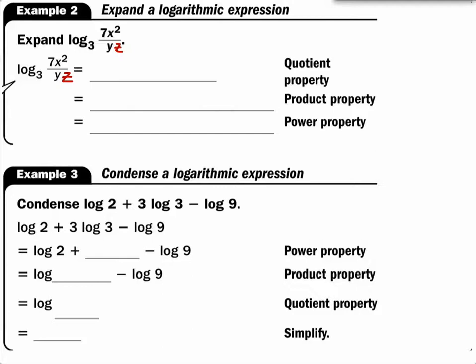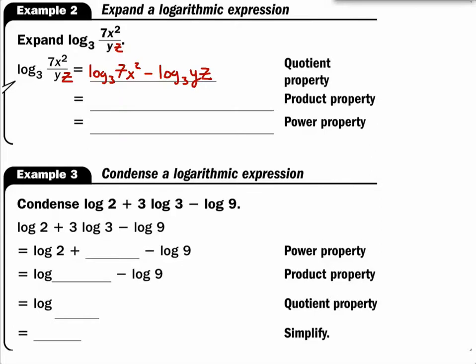Here we go. We got log base 3 of 7x squared divided by yz. And so the quotient property comes first, and that's because it's kind of like solving an equation. You're unpacking it one piece at a time. You're not doing the order of operations. You're undoing it. So you've got to undo the outside junk first, and that would be the division, because that is what happens last. So it's log base 3 of 7x squared minus log base 3 of yz. Boom. Quotient property.